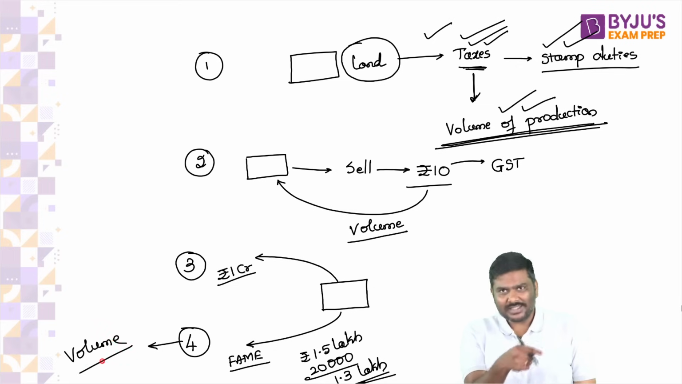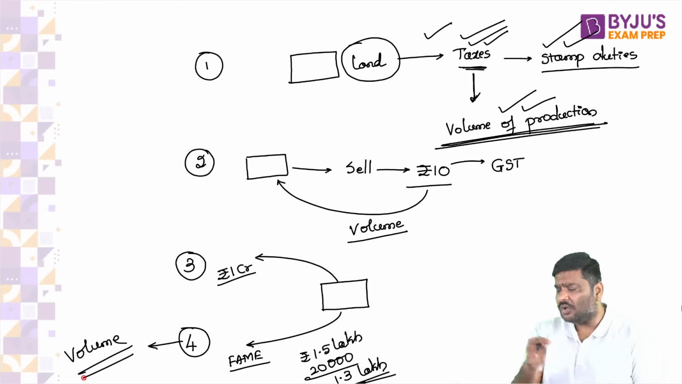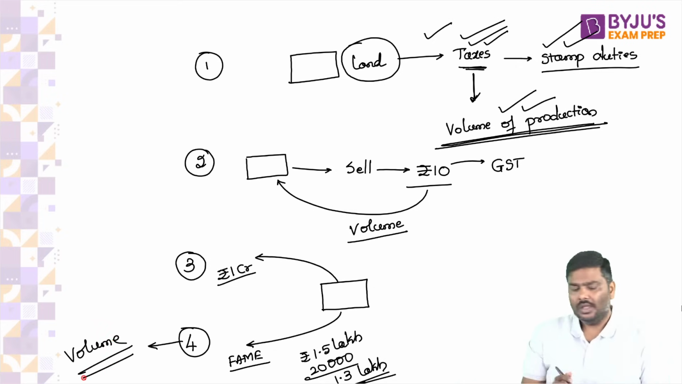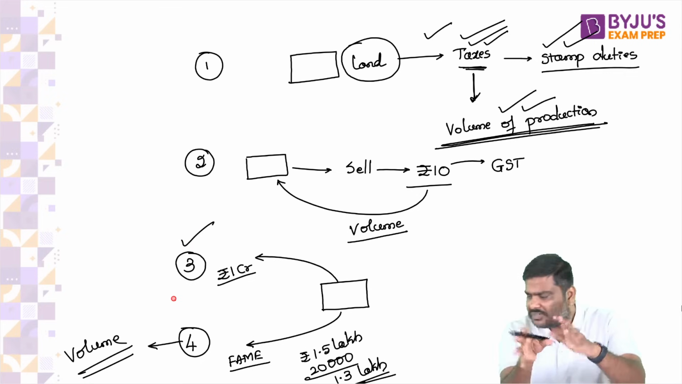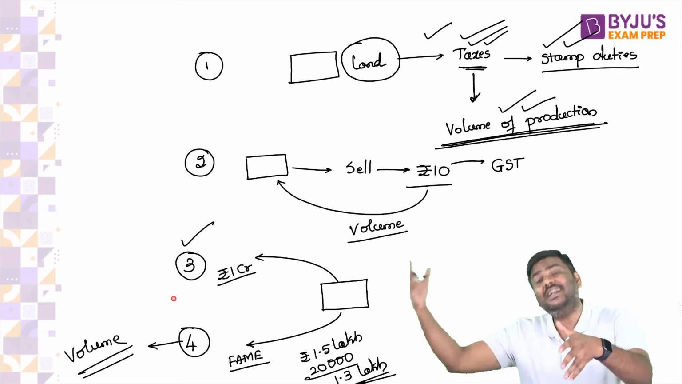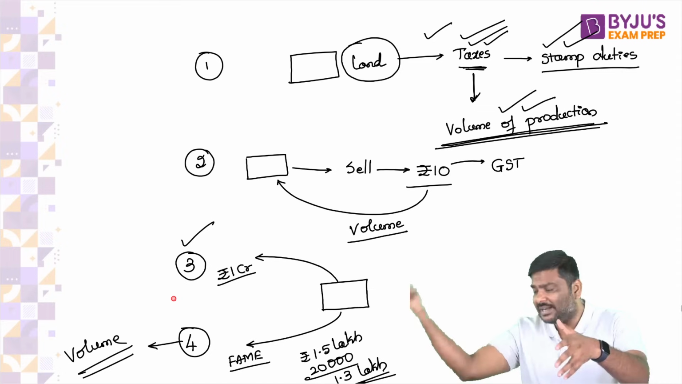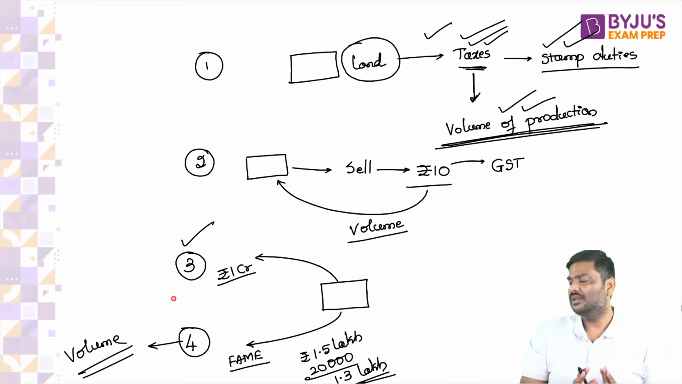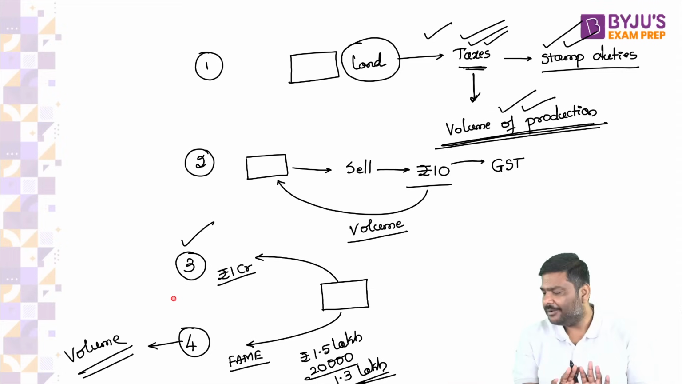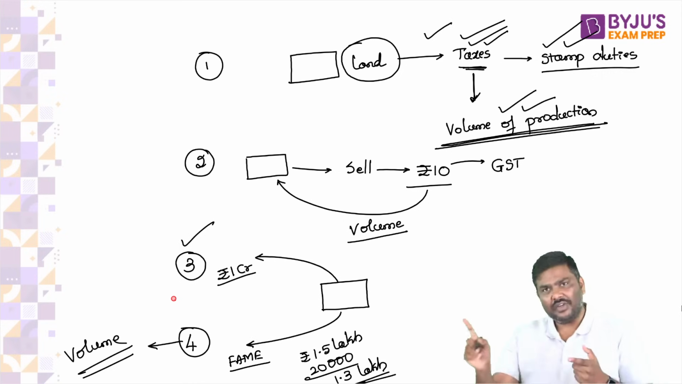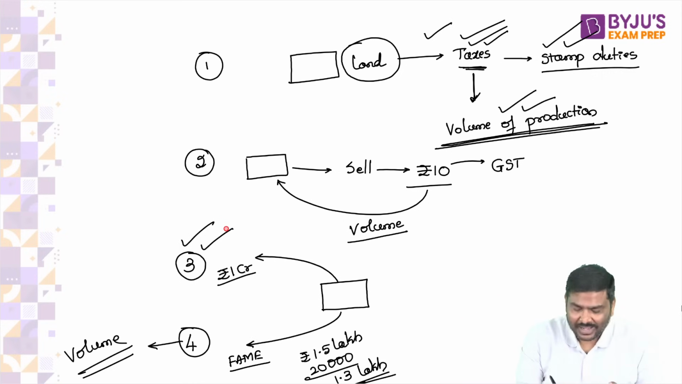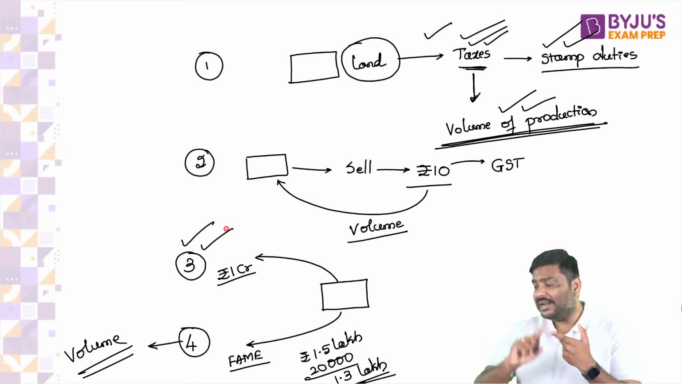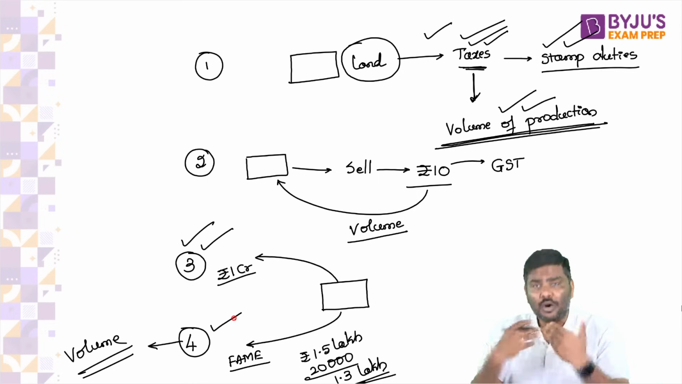Example 4 is the subsidy which is dependent on volume of production you are doing. And example 3, they will simply give you subsidy. The amount of subsidy given is not dependent on volume of production. Any difficulty here? Let me know. Example 3, subsidy given independent of volume of production. And example 4, it is dependent on the volume of production.